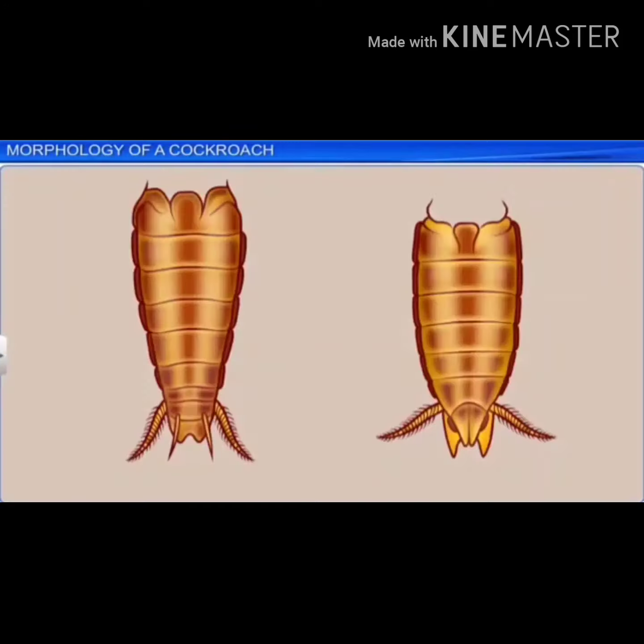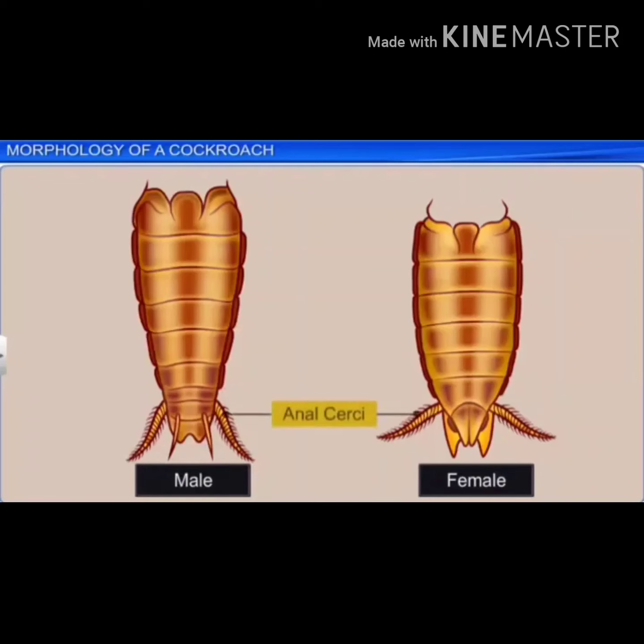The 10th segment of both male and female cockroaches bears a pair of jointed, filamentous anal cerci that function as sense organs. Additionally, male cockroaches bear a pair of short anal styles which are absent in females. These features help distinguish between a male and a female cockroach.